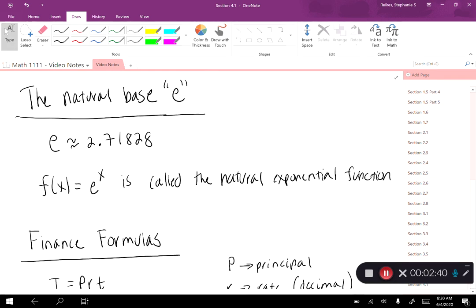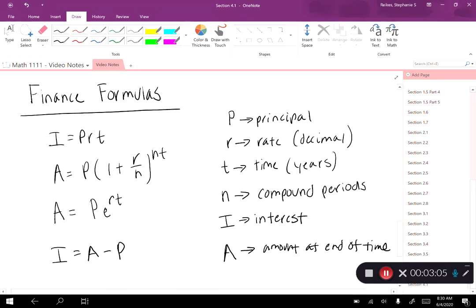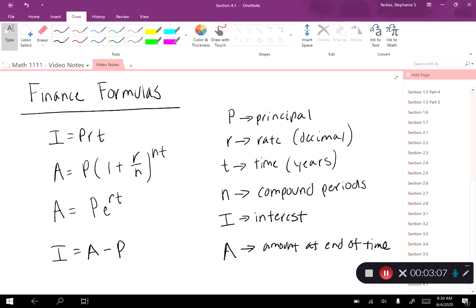Next, the natural base e. So just like we've all heard of pi is equal to 3.14, etc., e is also a number in math, and it's approximately 2.71, etc. And f(x) equals e to the x is called the natural exponential function. And we need this as we lead into our finance formulas.